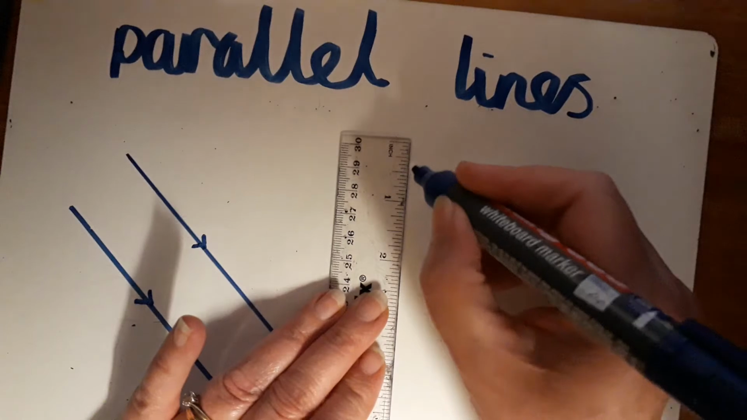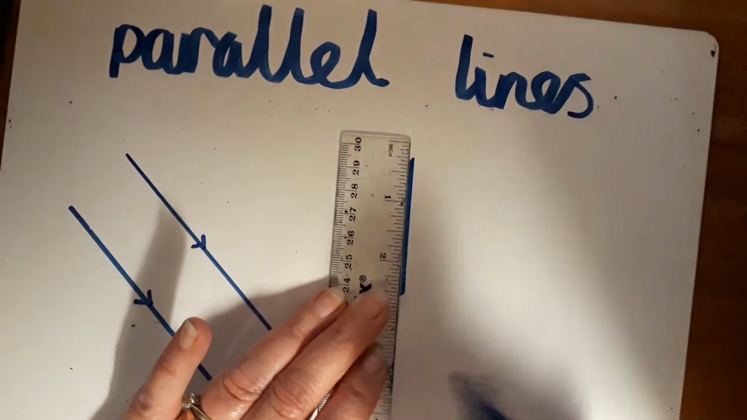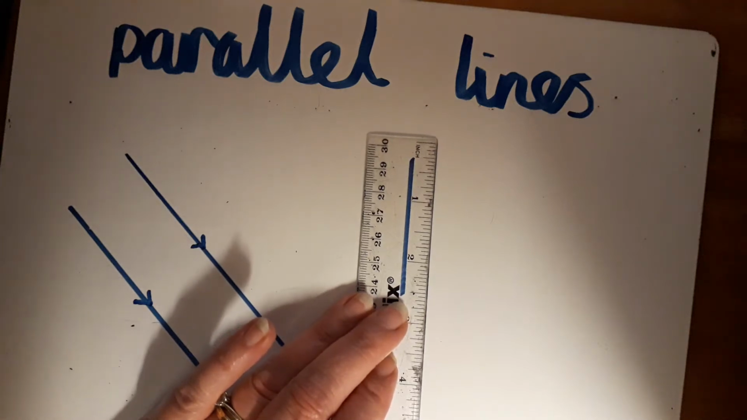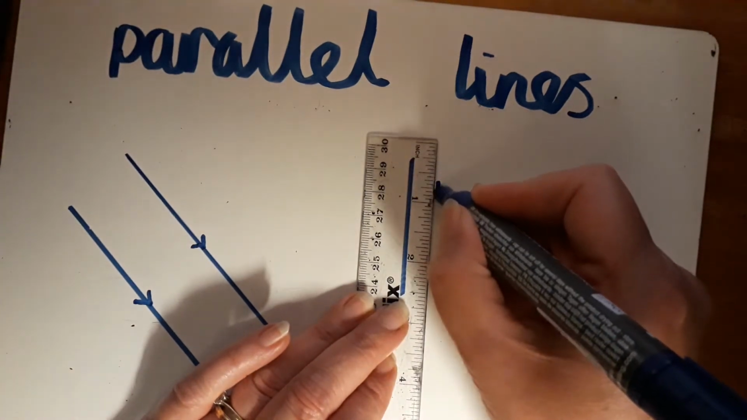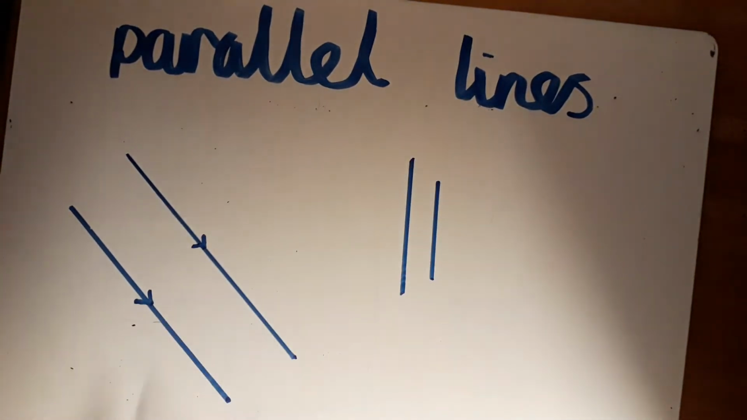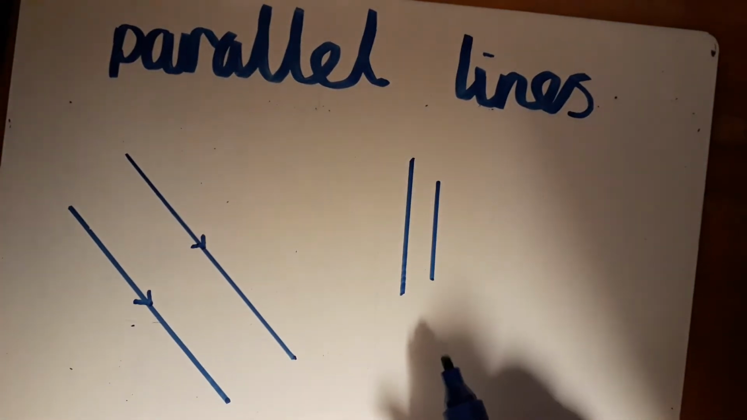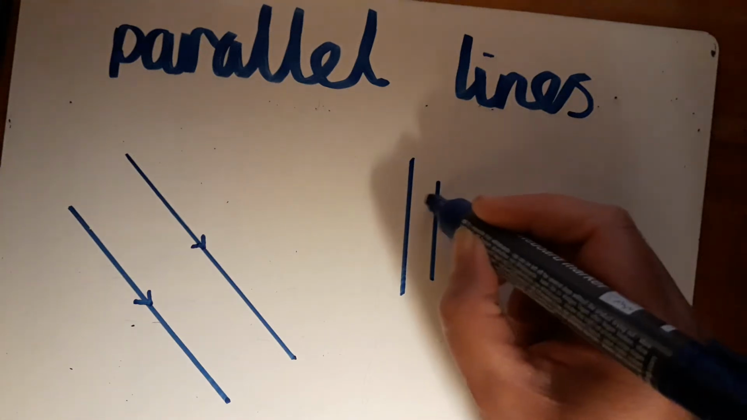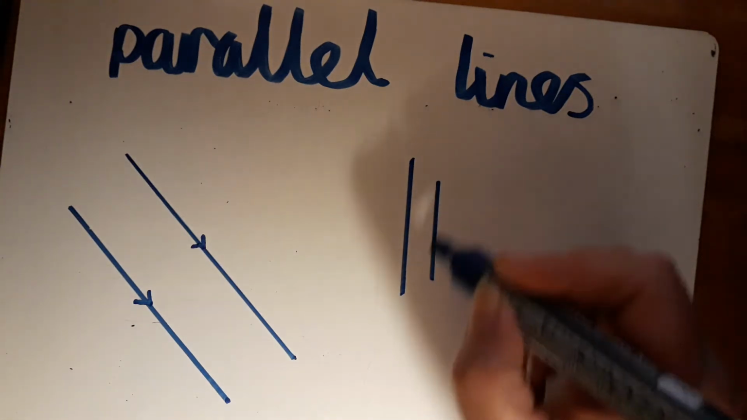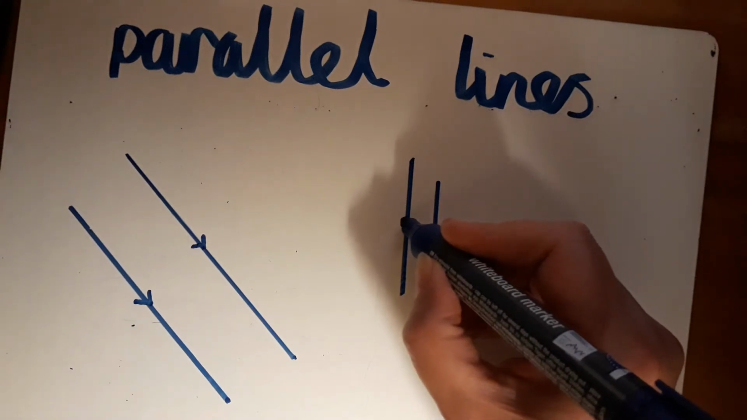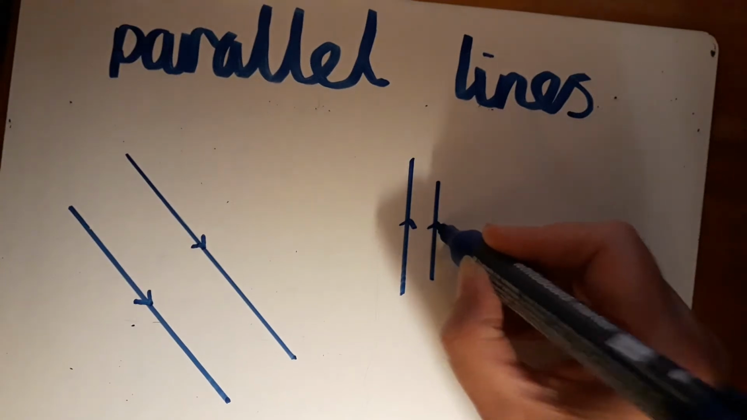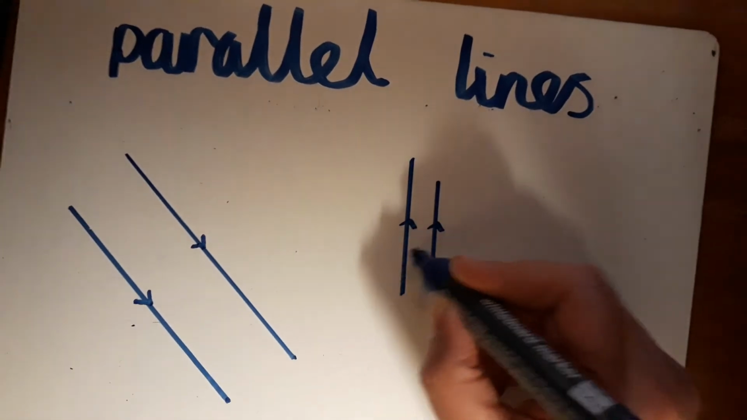let's draw some others here. Alright, I'm using the numbers on my ruler to help me. Now you might think that those lines are not parallel because they're not the same length, but they are parallel because they are equal distance apart. They don't have to be the same length. They just need to stay the same distance apart.